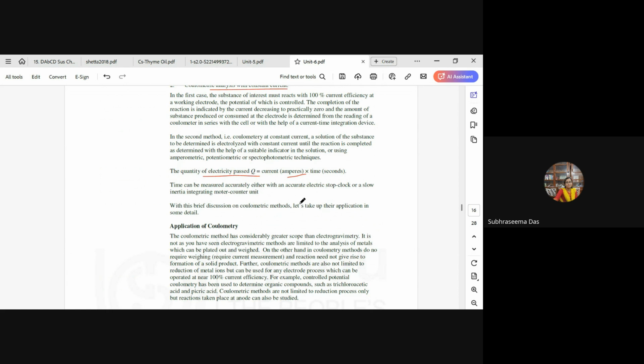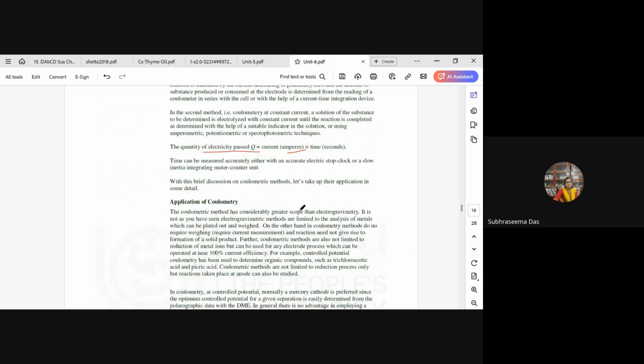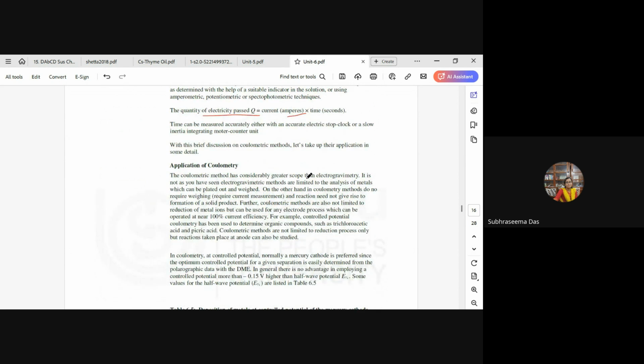Now coming to applications of coulometry. The coulometric methods have greater scope than gravimetry. Gravimetric methods have certain limitations, but coulometry finds greater scope. Here in coulometry methods, they do not require weighing, because they require measurement of the current. Once we know the current, then applying Faraday's law, we can find out the mass that has been deposited.